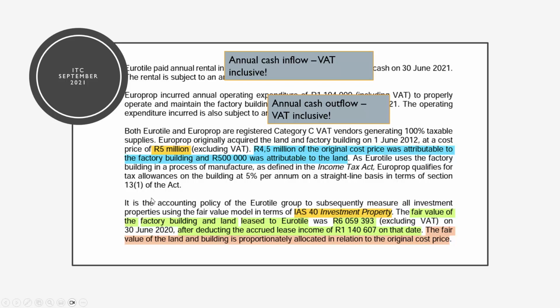And how did they calculate the fair value? They deducted the accrued lease income of 1,140,607. I'm going to give you a quick exam tip.